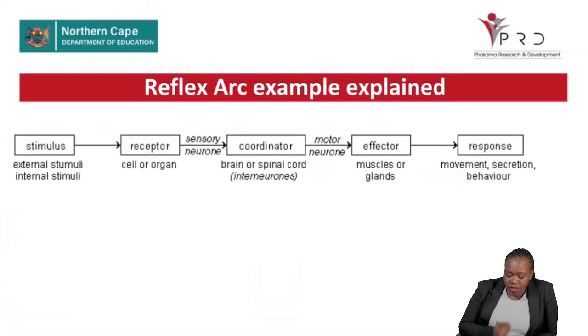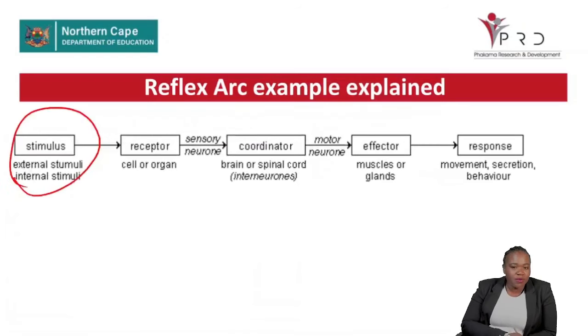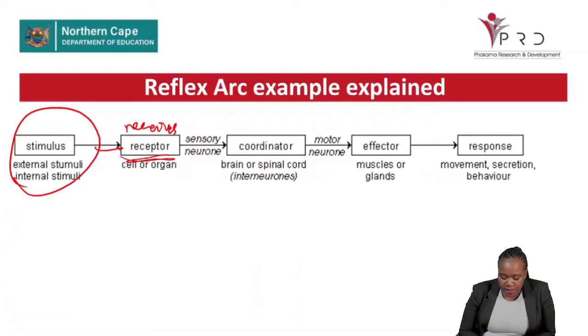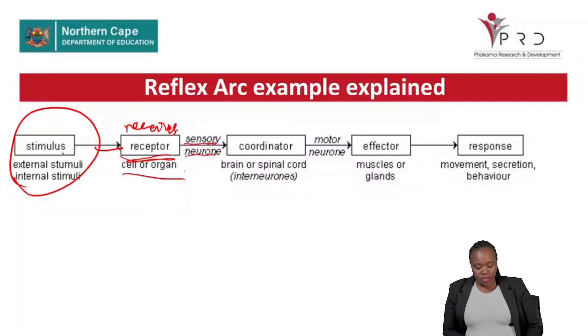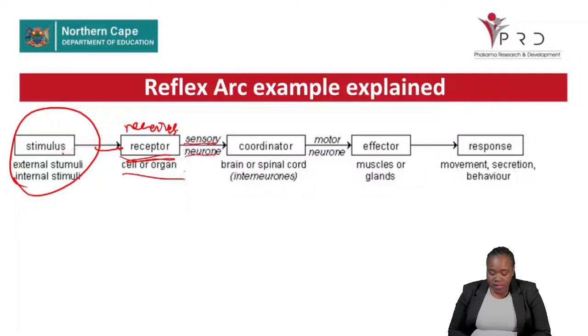So as I have said before, we start off with the stimulus or the stimuli. It can either be an internal stimulus or an external stimulus, right? And then the stimulus is going to be received by the receptor. So the receptor receives the stimulus. So in this case, it is a cell or an organ of the central nervous system. Okay, now from the receptor, we have the sensory neuron. The sensory neuron will carry, remember, it has converted the stimulus into an impulse. So now the sensory neuron carries the impulse to the central nervous system.